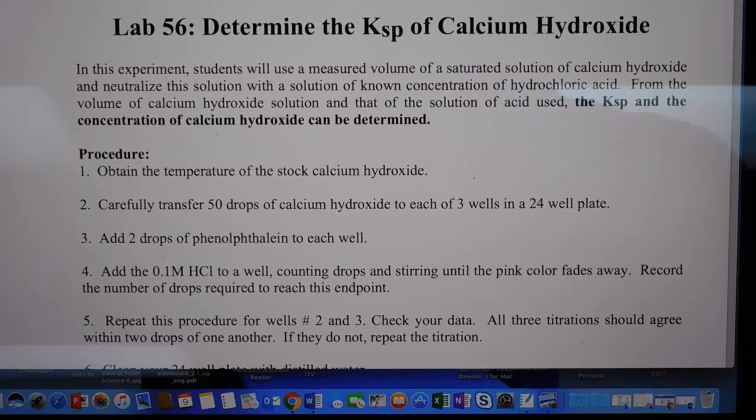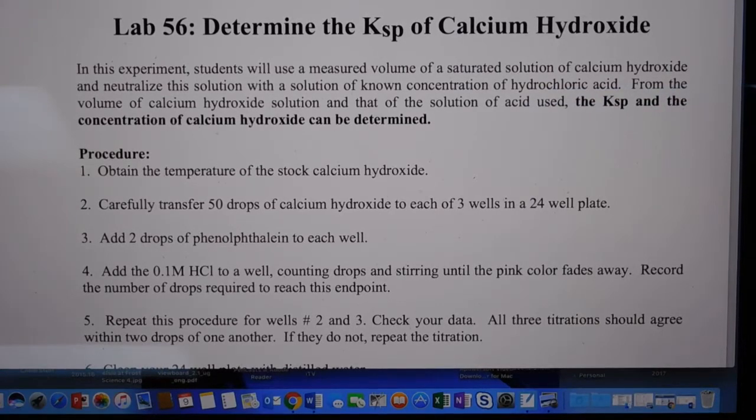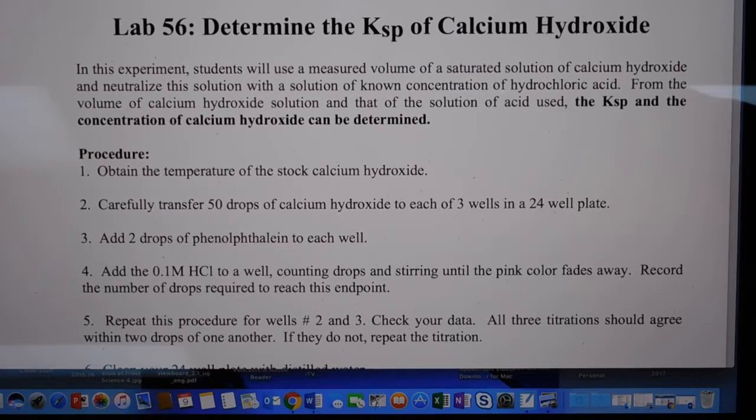Atypical of these types of titrations, we're going to start with a solution that has the pink color of phenolphthalein and titrate to a colorless solution.